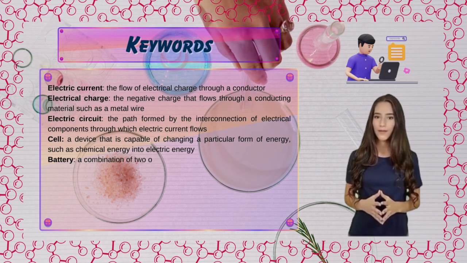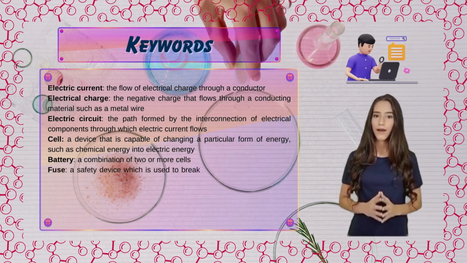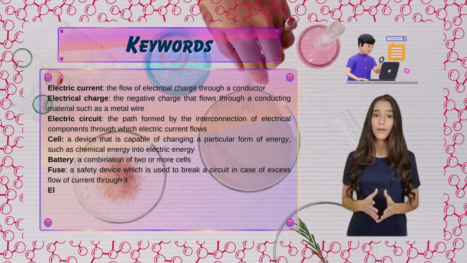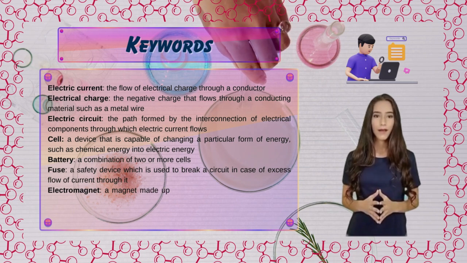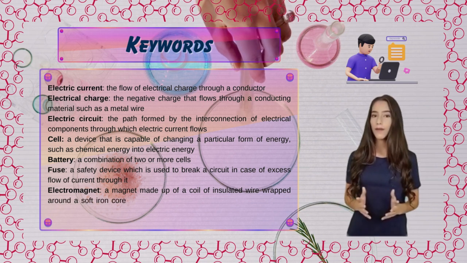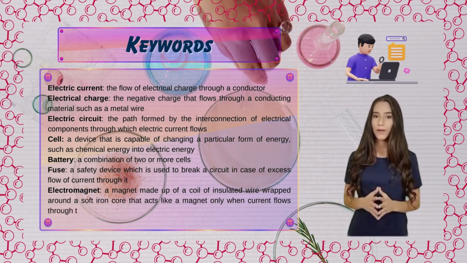Battery, a combination of 2 or more cells. Fuse, a safety device which is used to break a circuit in case of excess flow of current through it. Electromagnet, a magnet made up of a coil of insulated wire wrapped around a soft iron core that acts like a magnet only when current flows through the wire.